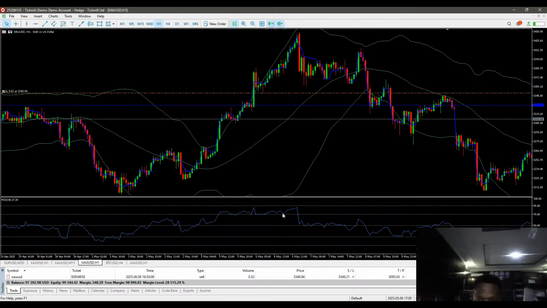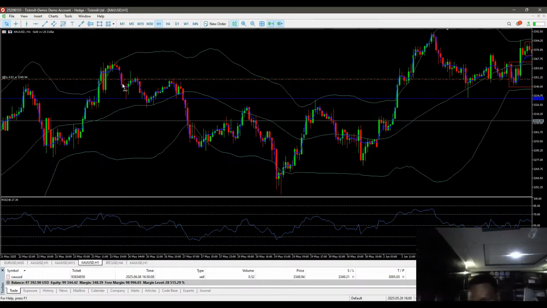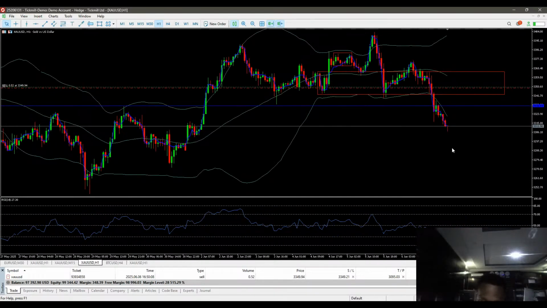So price refused to break. This is a sell. This is also a sell. Here is a buy. Okay, here is a sell. Here is a buy, and so on and so forth. So, talking about past trades is very, very easy.